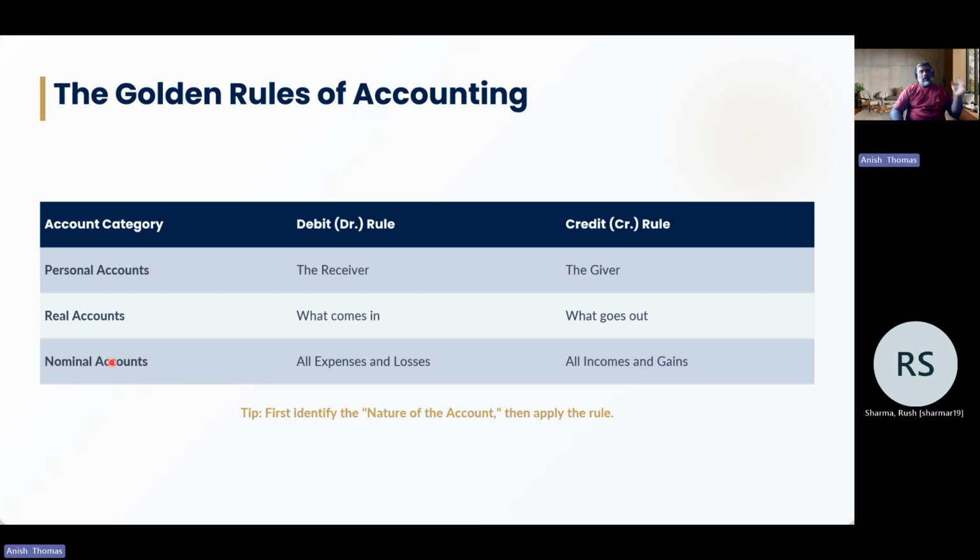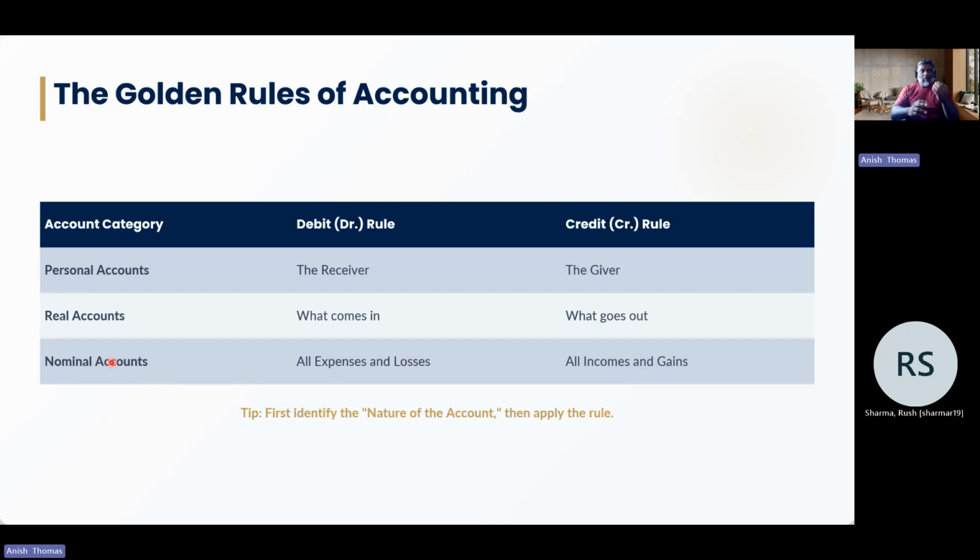So in case you are dealing with a personal account, I repeat, you have an entity represented by that account. It can be an individual, it can be a corporate, it can be the government or anyone. In case of a personal account, the rule is debit the receiver and credit the giver. So if the person is receiving, that account has to be debited. If the person is giving, that person has to be credited.